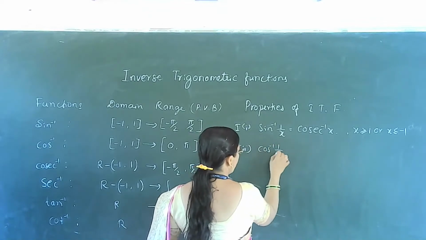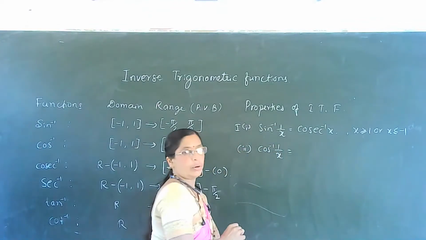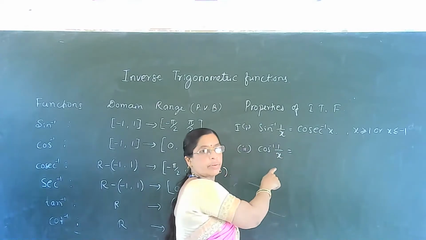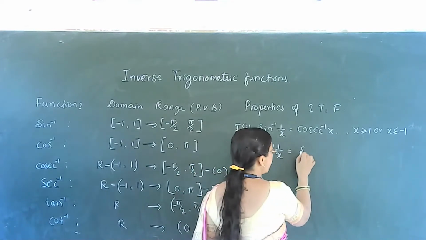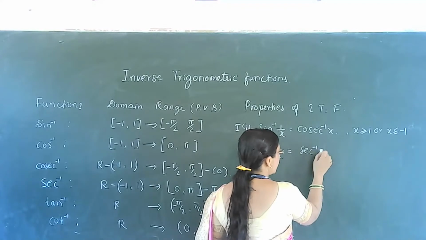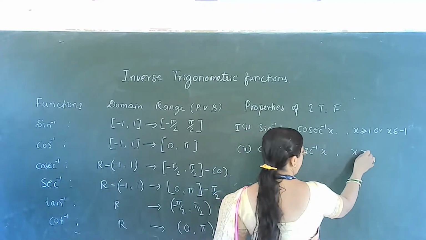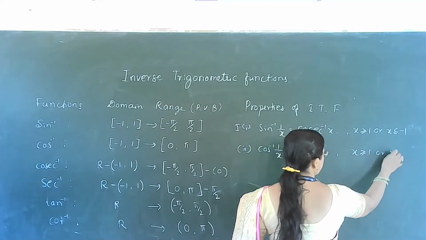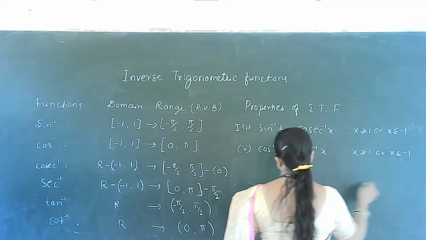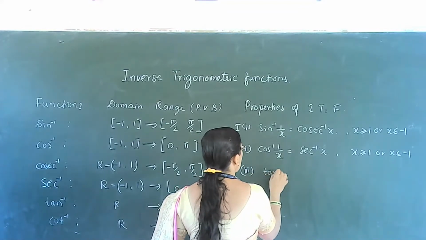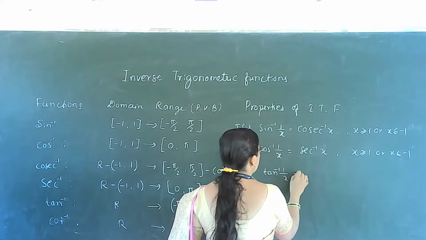Second one, cos inverse of 1 by x. You already know about it. Sin inverse of 1 by x is cosec inverse x. Cos inverse of 1 by x is sec inverse x. Here also x is greater than or equal to 1, or x is less than or equal to minus 1. Then the third one is tan inverse of 1 by x.